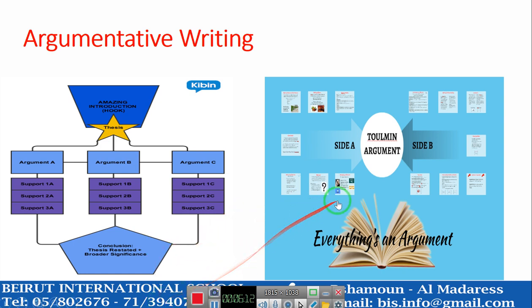So with this picture, I'd like to show you that everything in life is an argument. Everything you face has a good point and a bad point. It has two opposing points of view. And that's why whenever you look at something, especially debatable issues, you have to show the argument and the counter argument, because everything in life has two sides, side A and side B.